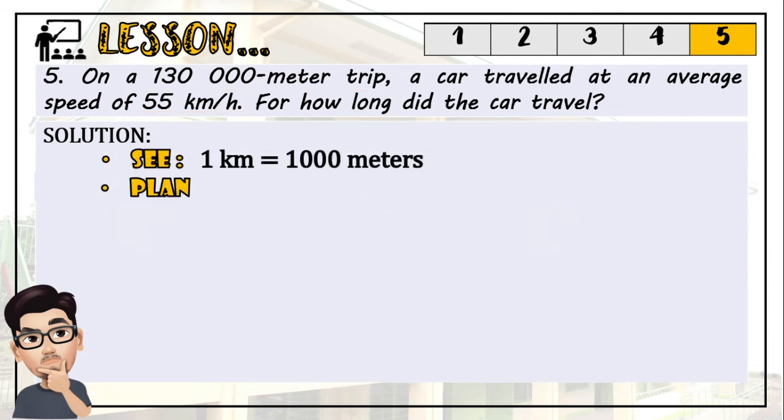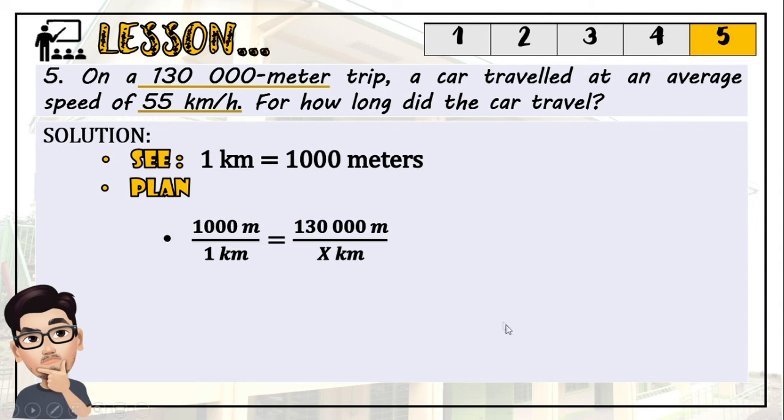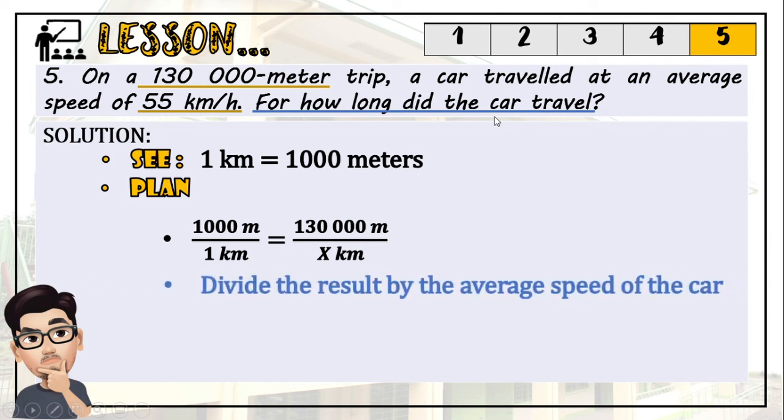So let's plan our strategy to solve this word problem. We will convert it and we will arrive at 1,000 meters divided by 1 kilometer equals 130,000 meters divided by x kilometers. And our next step will be answering this question: for how long did the car travel? So we will divide it by the average speed of the car.